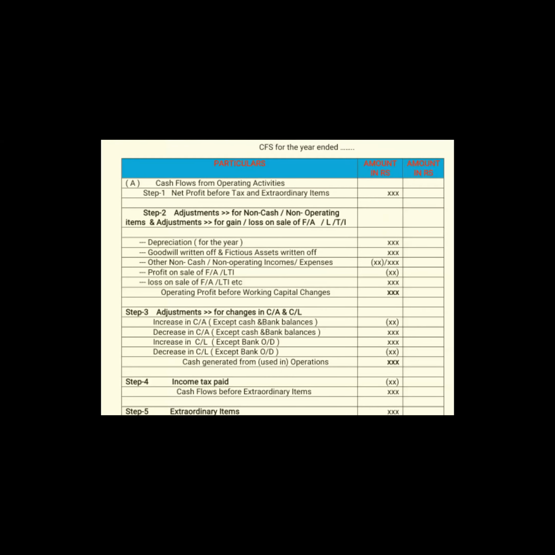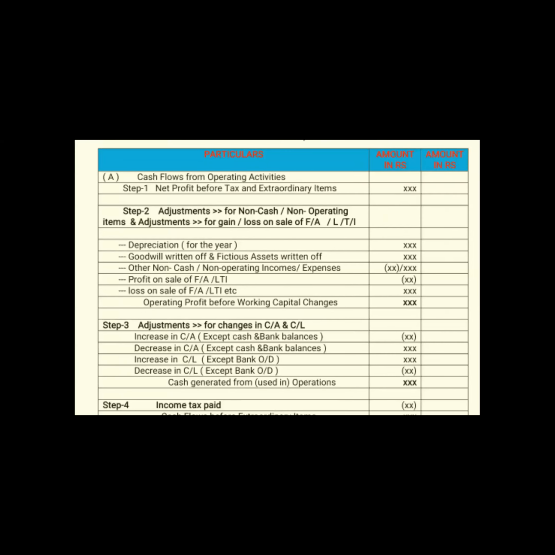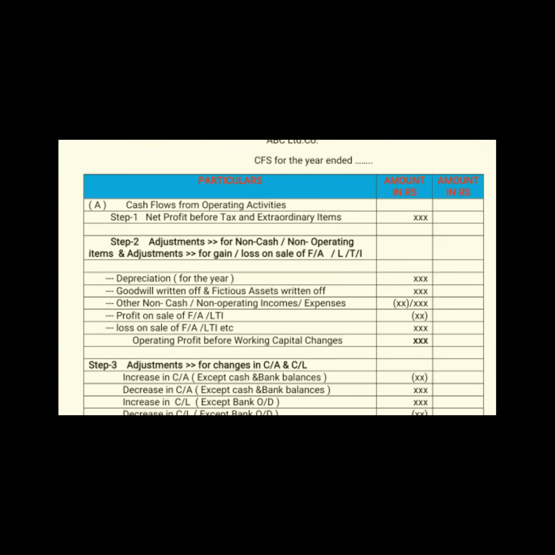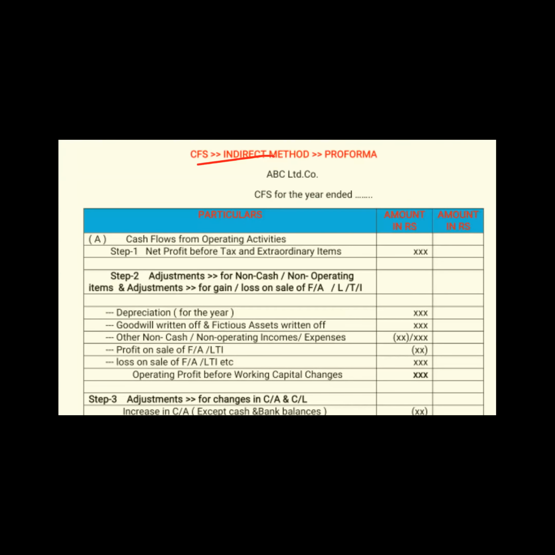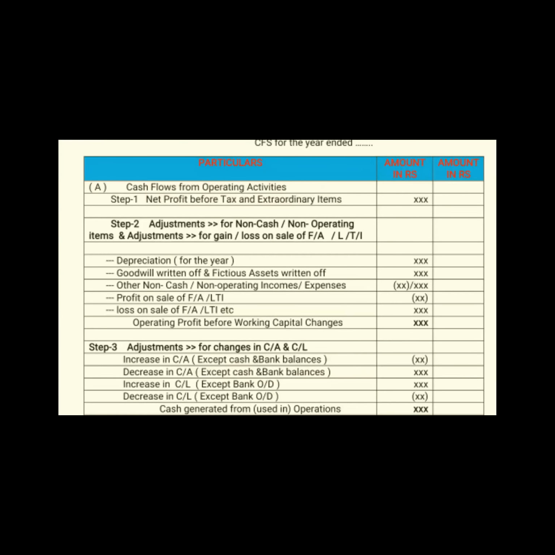Sometimes in the question they will ask for the pro forma itself. So this is the cash flow statement under the indirect method, pro forma for ABC Company Limited. You are preparing it for the year ended, whatever year it is, that we will write. Particulars, amount, two columns. Okay, and A is cash flow from operating activities.